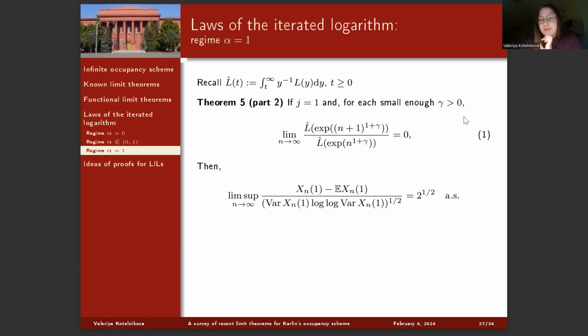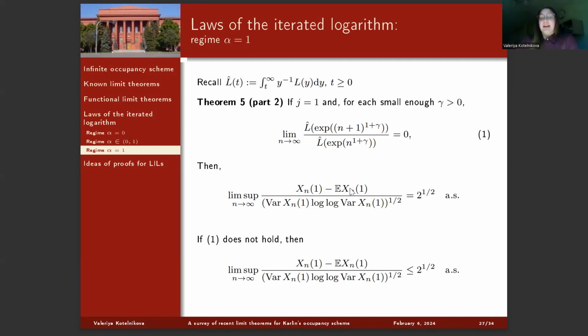To be precise, we assume that for each small enough positive gamma, this asymptotic limit relation holds for this function L hat. Under this assumption, we were able to prove the law of iterated logarithm for this process X. But when this assumption 1 doesn't hold, then our proof gives you only the fact that the upper limit doesn't exceed square root of 2. However, we were not able to disprove the fact that this upper limit is square root of 2. So as for now, it stays as a mystery.